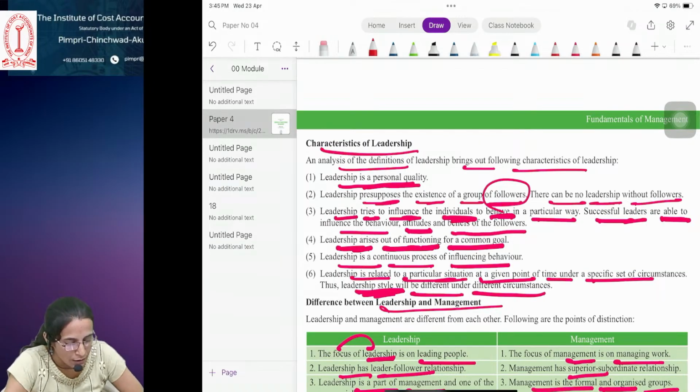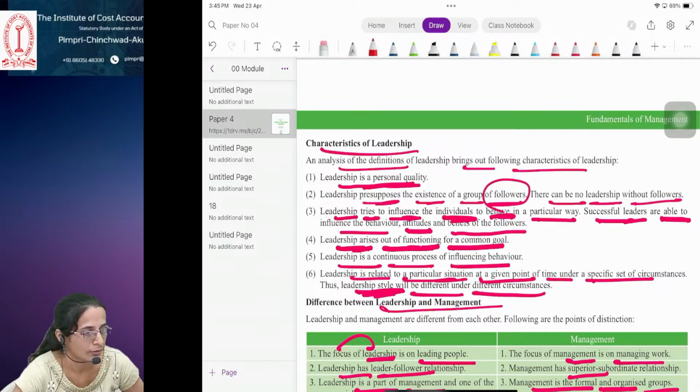Next is what? Reduction in labor turnover. Labor turnover means what? Absenteeism, leaving the organization, joining another organization. So that is labor turnover. If I motivate my people, they will do good. Ultimately their performance will be good. They will get good hike, bonus. They will get promoted. Why would they leave the organization? They will not leave the organization, right? So the labor turnover will be less.